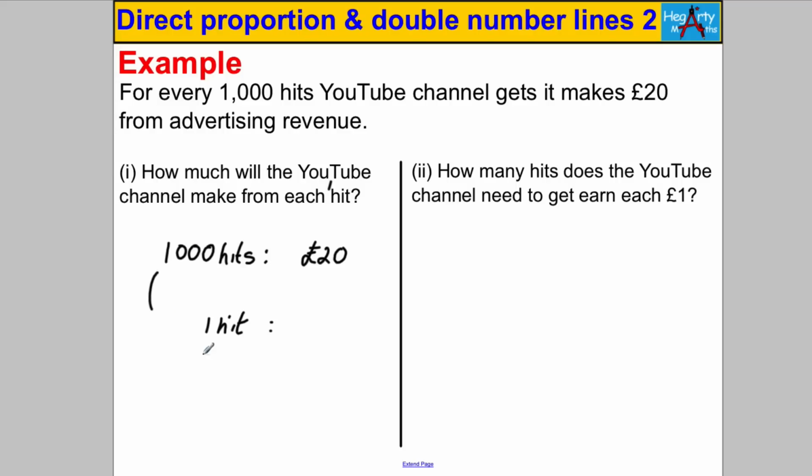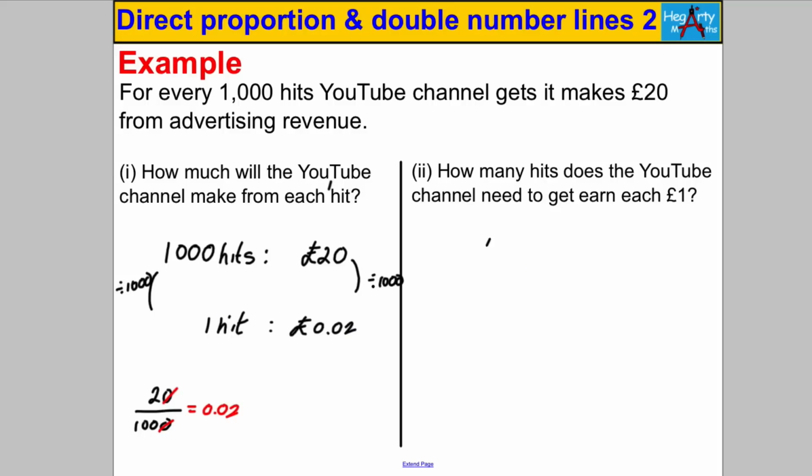So I'm going to get from 1,000 to 1, I have to scale that by dividing by 1,000, and similarly here I have to divide this by 1,000. Now 20 divided by 1,000, if you're trying to work that out, you could divide the top and bottom by 10, which is the same as 2 divided by 100, and 2 divided by 100 is 0.02, so you can therefore say one hit gives you £0.02, or for each hit you earn 2p. You could think of it like that.